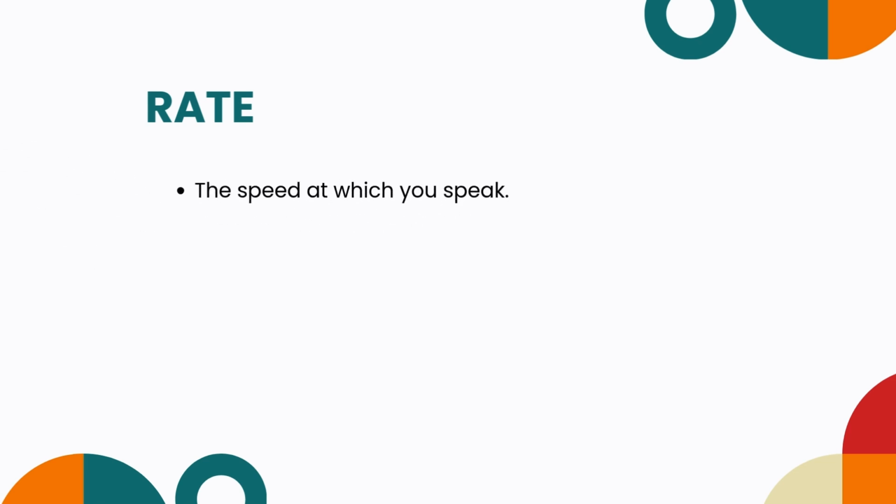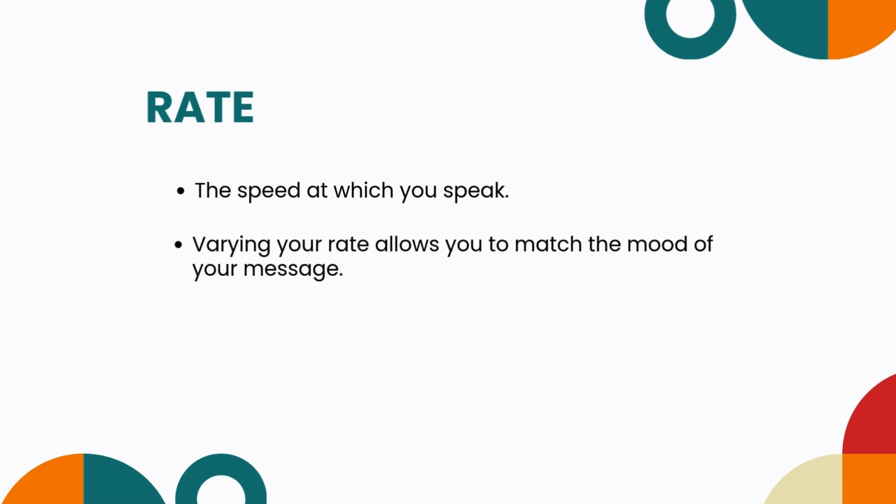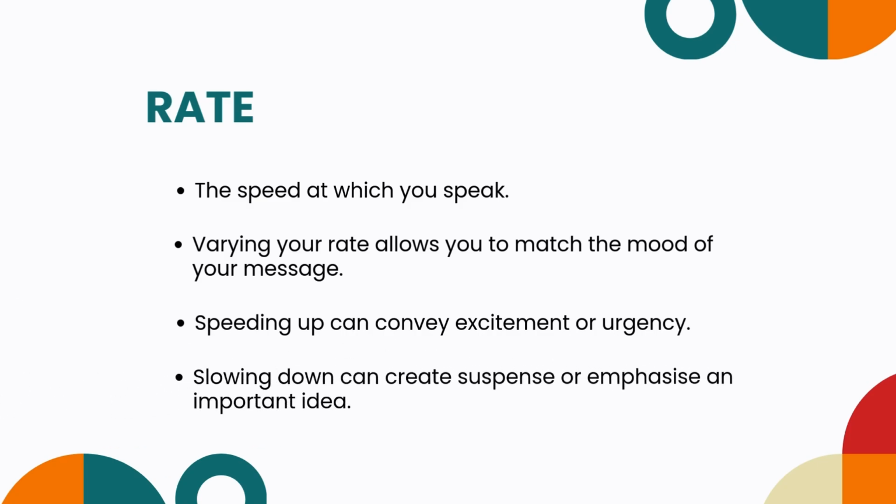Next, we have rate, the speed at which you speak. Speaking too quickly can make it hard for your audience to follow along, while speaking too slowly might cause them to lose interest. Varying your rate allows you to match the mood of your message. Speeding up can convey excitement or urgency, while slowing down can create suspense or emphasize an important idea.